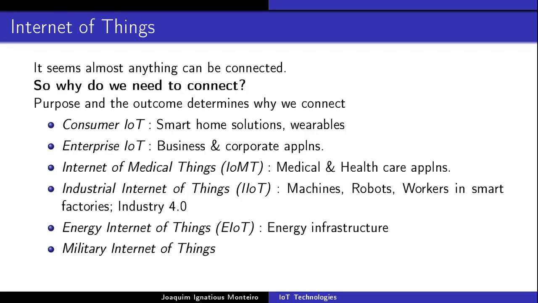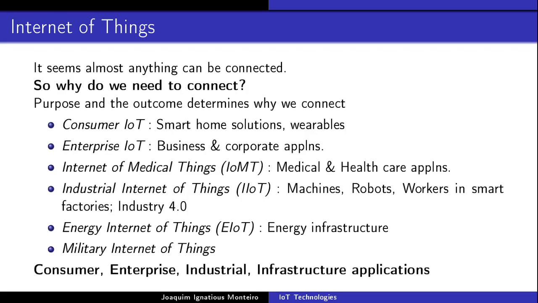So anyway, coming back, we see that we could put it into 4 heads, that is consumer, enterprise, industrial, and infrastructure applications. 4 broad applications could be found out. So we are seeing a boom in all these areas, and in the near future we will see more use of Internet of Things in both the industrial and infrastructure domains.